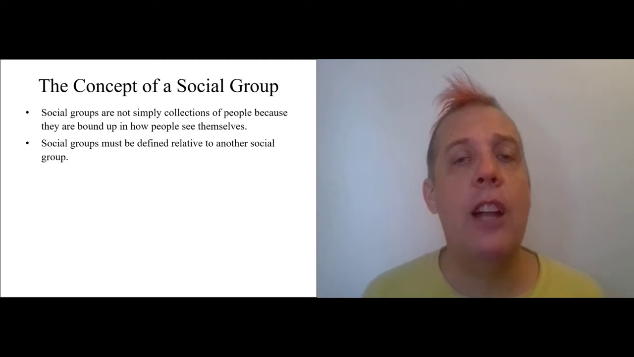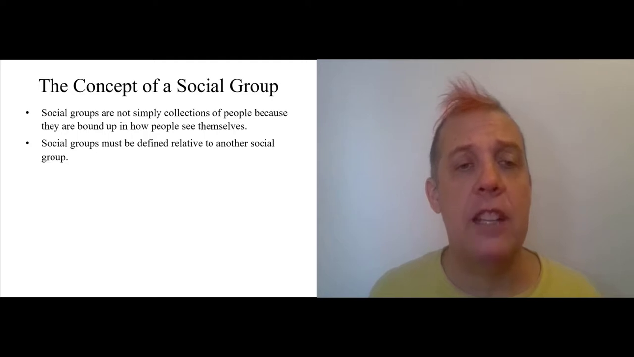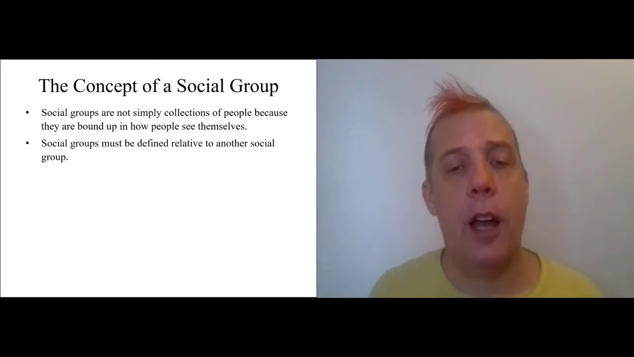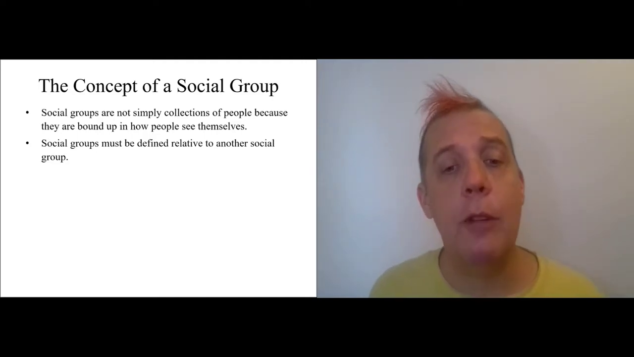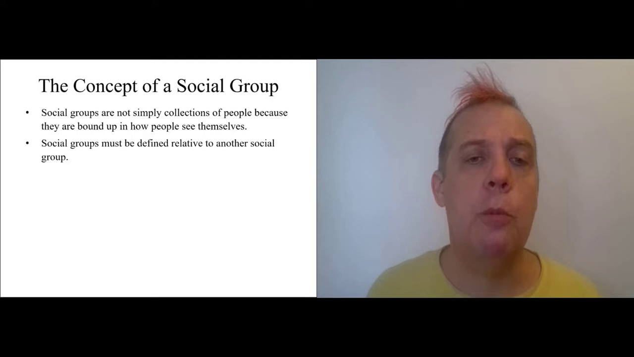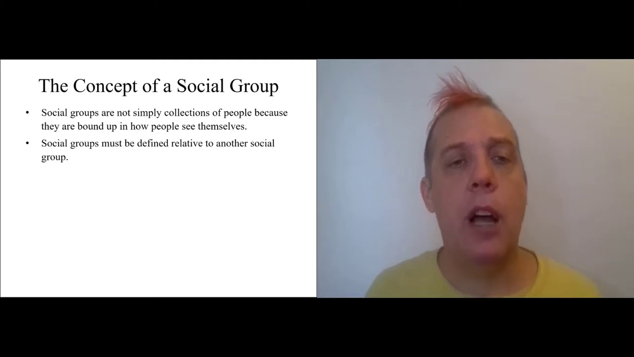Social groups are defined relative to other social groups. When we identify a group, an in-group, we're also identifying an out-group. So if we identify women as a social group, we also have to identify men or perhaps non-women. There are going to be situations where there are multiple groups in a single category, but at the very least, we always need to be able to create some kind of contrast.